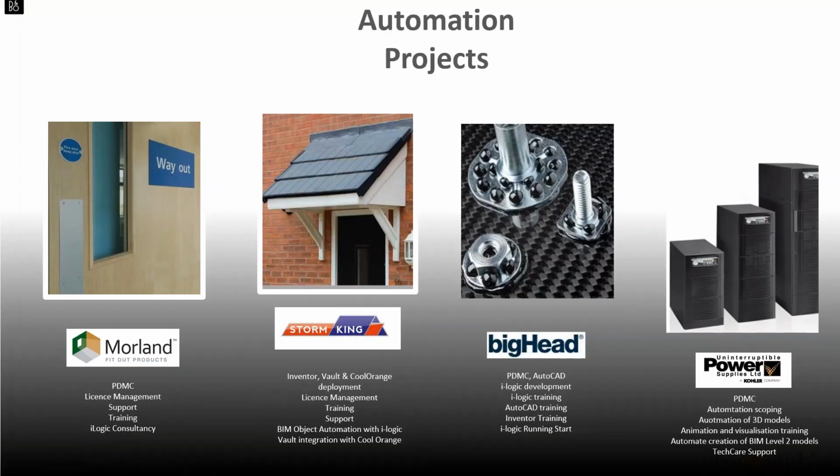So some of the automation projects that we have done would include work with some of our clients like Morelands, Storm King, bigHead, and UPS. And I'm going to focus on the first 3. I'm going to do a bit of a case study on each one and discuss what we did there and how we helped them. But just noting that all of them were using Product Design and Manufacturing Collection products, and some of them with Vault, and in some cases even Cool Orange as an extension. But I'll discuss those as we go through.